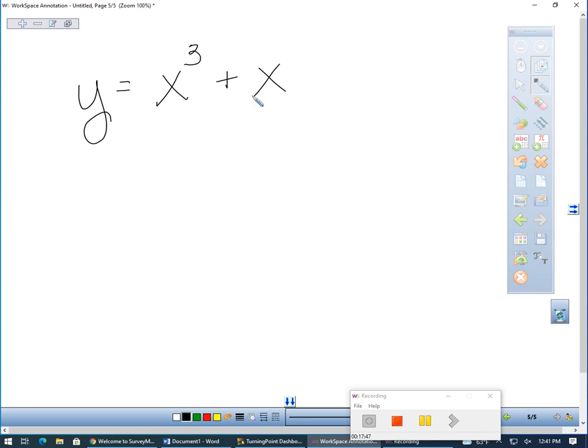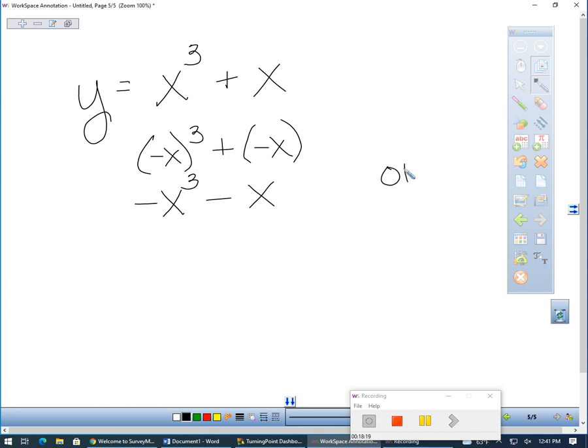Okay? If I plug negative x in for x, so I'm going to take this, I'm going to put negative x where x is, and I simplify this, right? Negative x to the third power is negative x to the third, and negative x, obviously times a positive is negative x. Is this function totally opposite the original function? Right? Since it's totally opposite, this is odd.